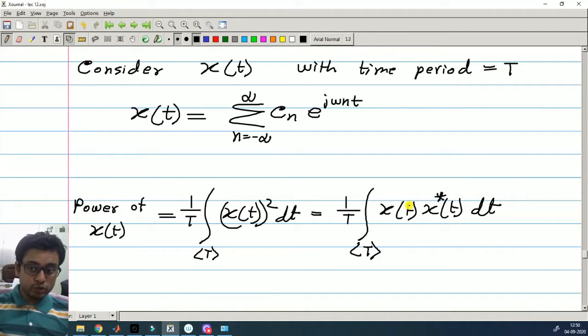Also please note that for complex valued signals, which we will not deal with, for them this is actually the definition of power.